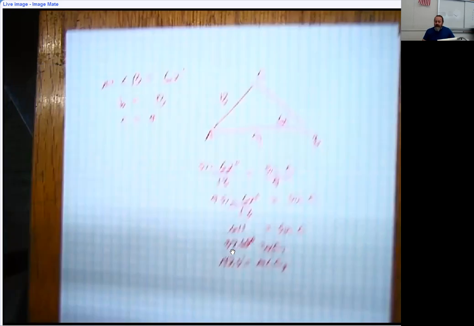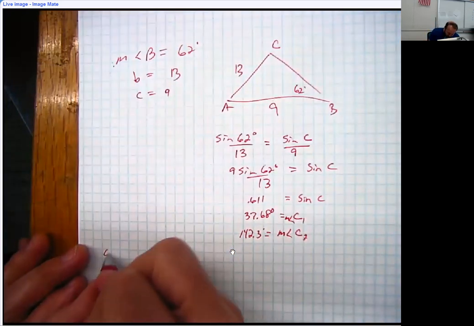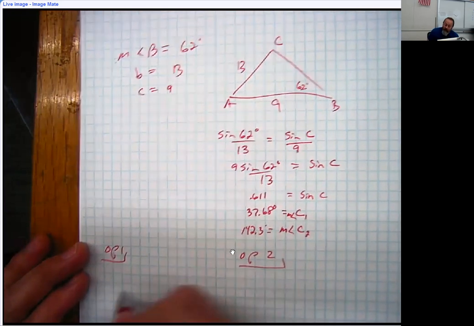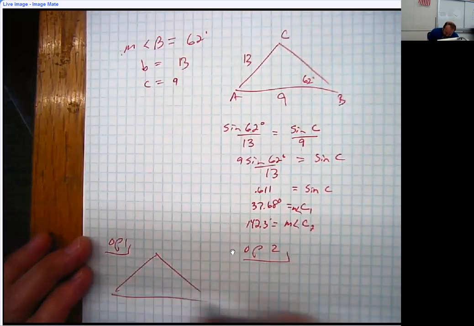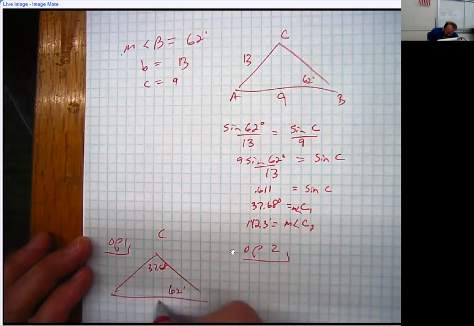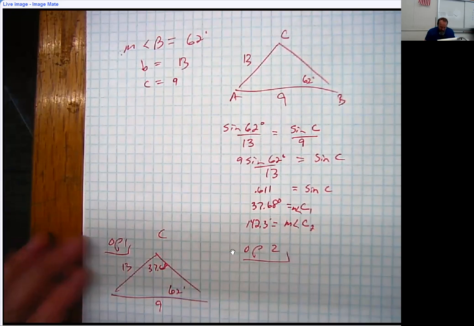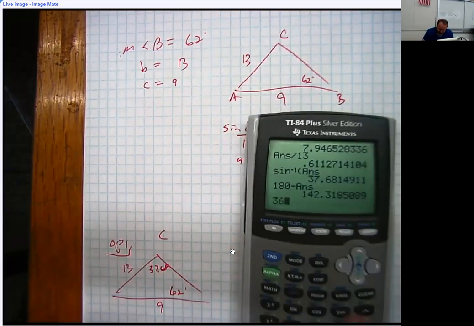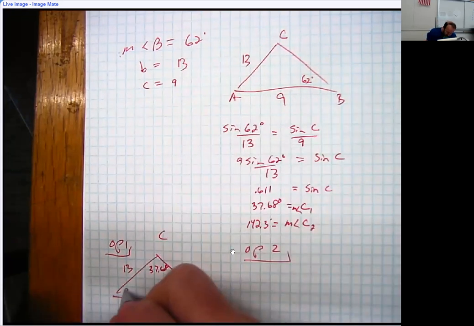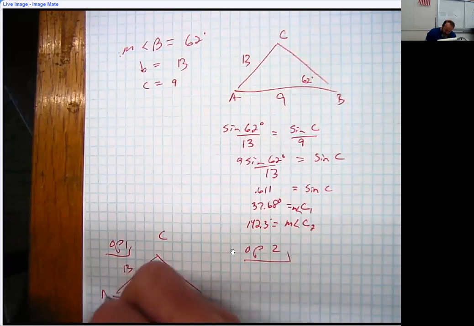Well, so just like that previous one, we're going to go option 1, and we're going to go option 2 over here. And when we look at option 1, just labeling this up real quick, we got 62 degrees here, we have 37.68 right here. Side C is 9, this is a 13. If we have that 37.68 and we take off that 62, we've got 80.32 for the measure of angle A.